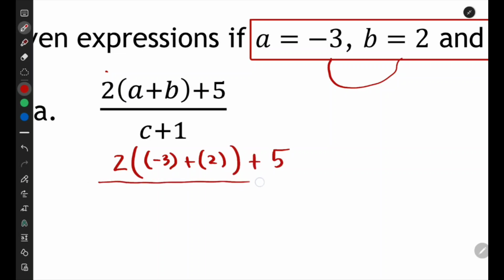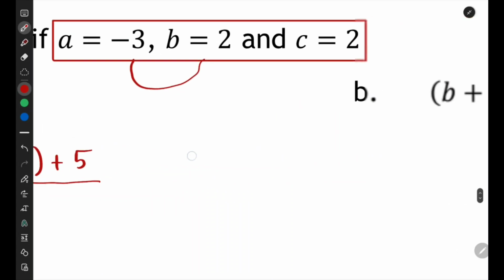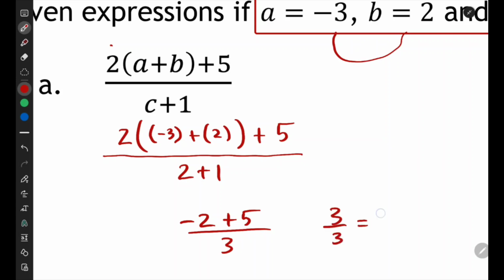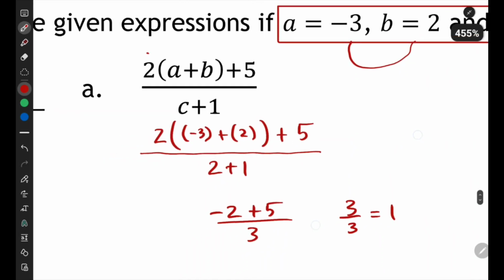In my denominator, I'm going to take c, which is apparently 2, and I'm going to add 1 to that. So in the numerator, I start with these grouping symbols first. Negative 3 plus 2 is negative 1. Negative 1 times 2 is going to be negative 2. So the numerator is a negative 2 plus 5 over the number 3. Negative 2 plus 5 is 3. I've got 3 over 3, which looks like 1. So expression A, with the values of the variables a, b, and c we were given, would equal 1.